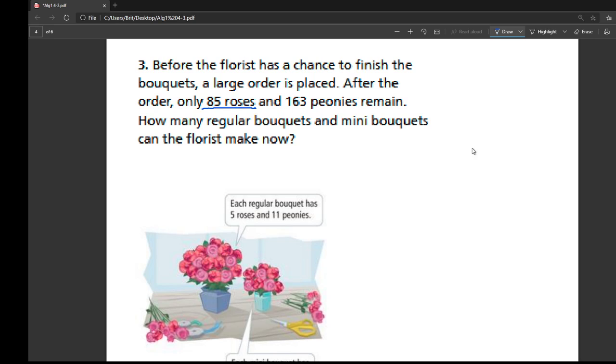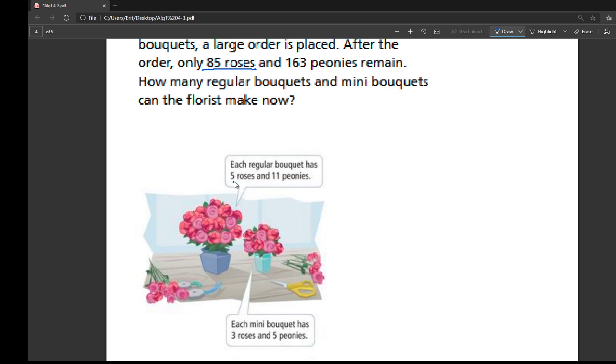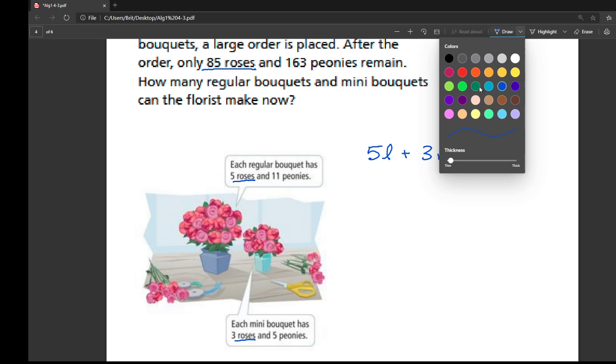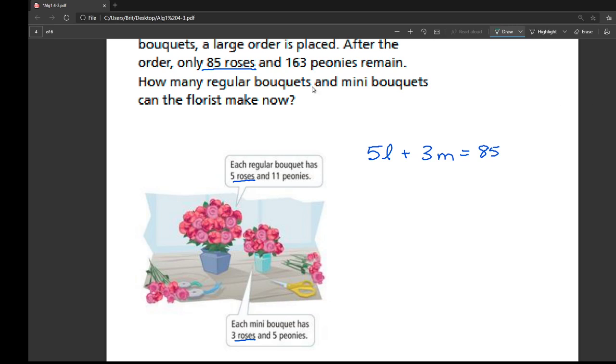So here we are. In terms of roses, I have 5 for the large plus 3 for the mini is now only equal to 85, because there's only 85 roses left. And for the peonies, I still have 11 for the large and 5 for the small, but now there's only 163 peonies left.